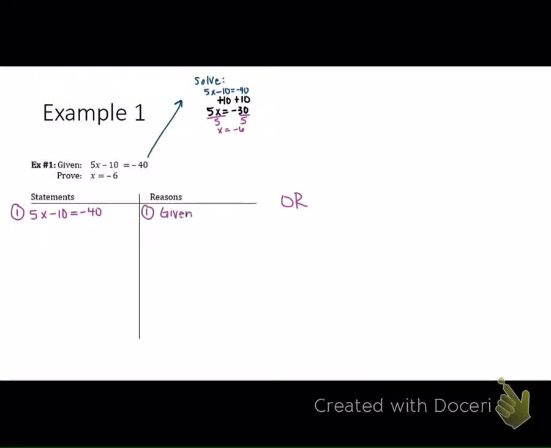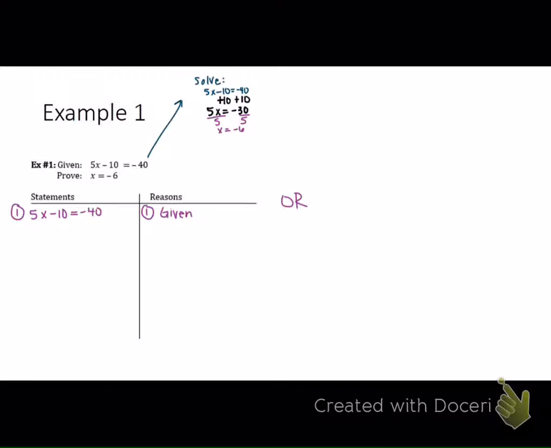Okay, so kids often think that when they get to the final answer, they write prove. That's not the case. I should never see the word prove in the answer. And I understand why you think that. You write down given for the first one, so why wouldn't you write prove down? Because it says prove next to x equals -6. That is never the case. So please do not put prove in your proofs.